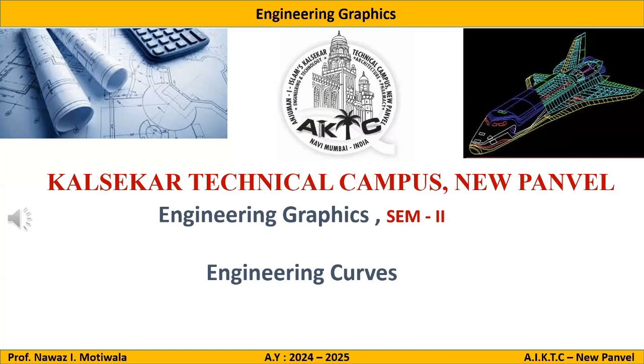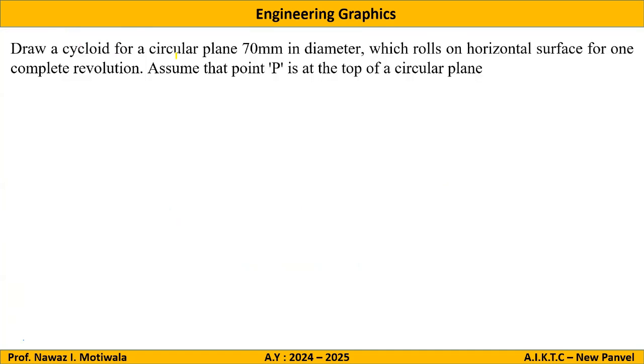The next question says: draw a cycloid for a circular plane 70 mm in diameter, which rolls on a horizontal surface for one complete revolution. Assume that the point P is at the top of the circular plane. If you observe the question carefully, the only difference between the previous question and this question is that here the position of point P is given at the top, whereas in the previous question we had taken the point P at the bottom of the circle. So let us start making the cycloid for the given data.